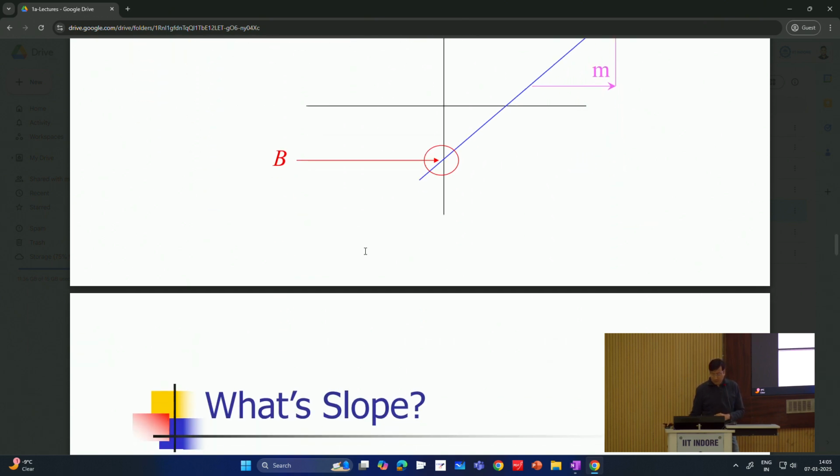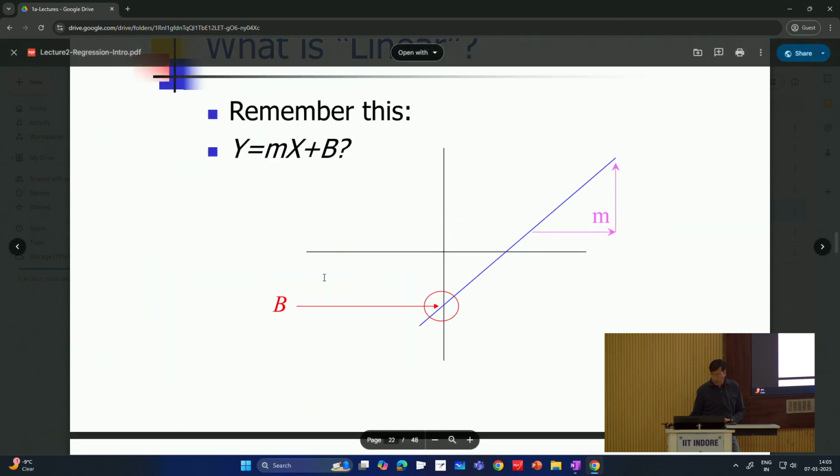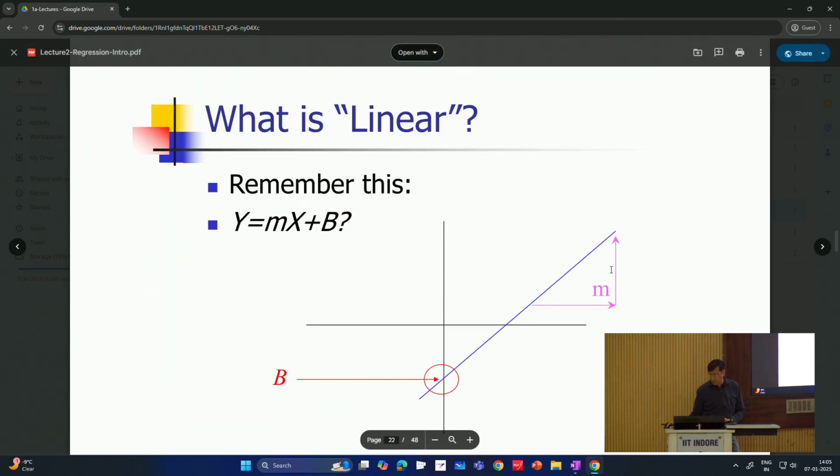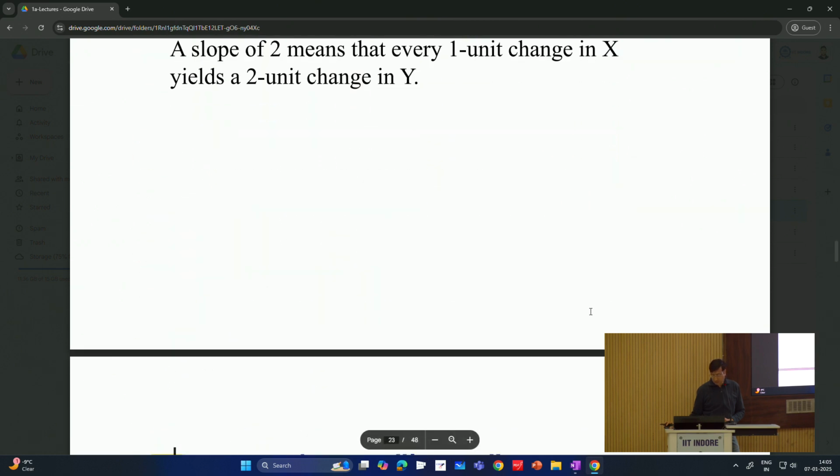It's too simple to explain. A slope of 2 means that every 1 unit change in x leads to a 2 unit change in y. All this you know, right? So a 1 unit change in x leads to a 2 unit change in y, which means that the slope, or m, is 2.